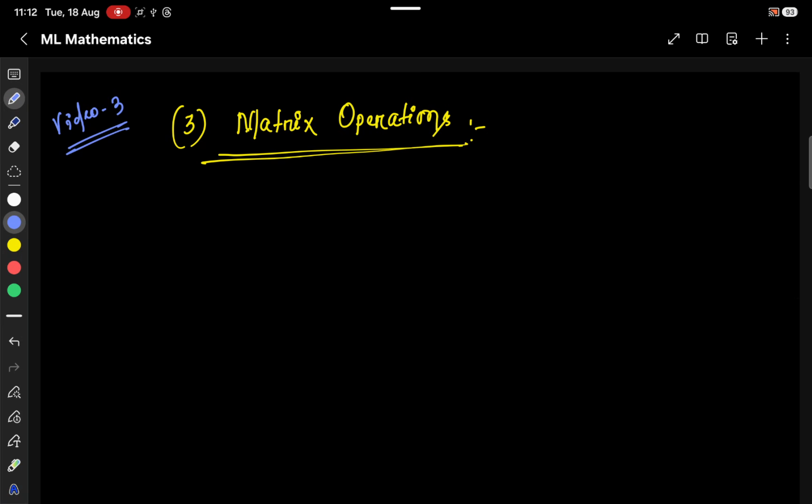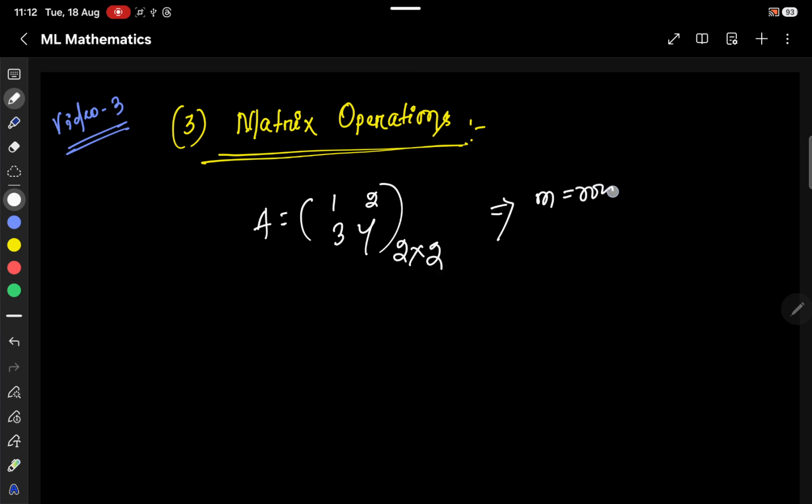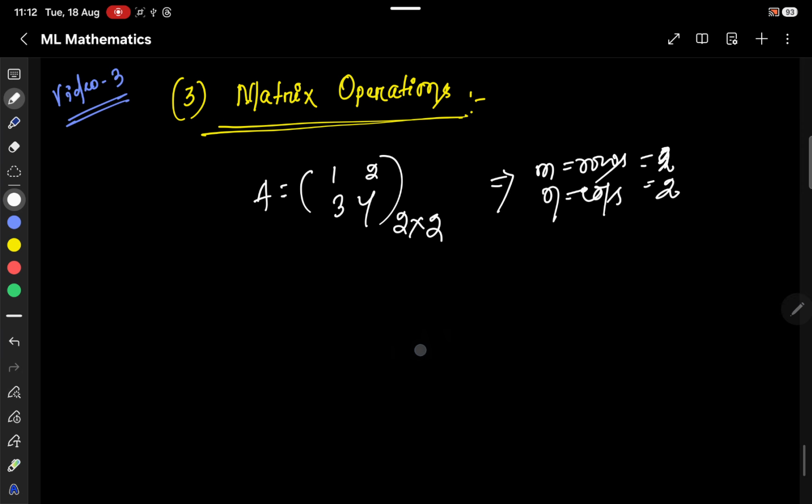So we already know what a matrix is, right? If you have a matrix like 1, 2, 3, 4, this is a 2 cross 2 matrix. That means m rows and n columns, which is 2 and 2, right? So in matrix, we can think of matrices like if we want to do some transformation in a machine, we want to do transformation through points, through vectors, through shapes, or any kind of data transformation, right?